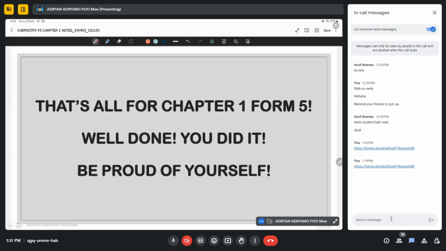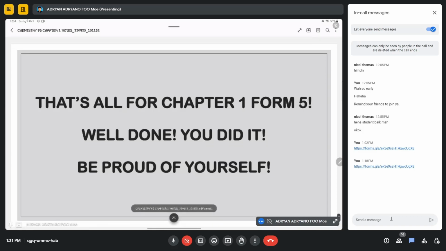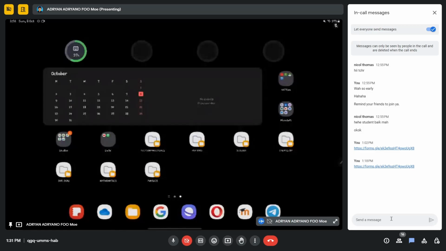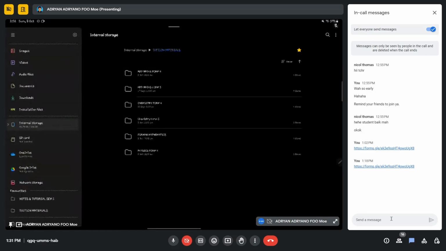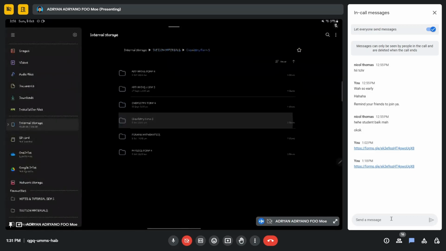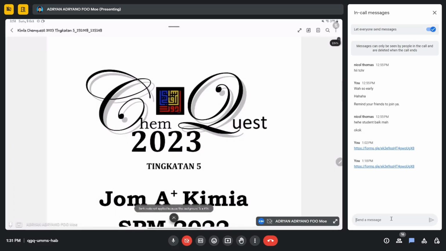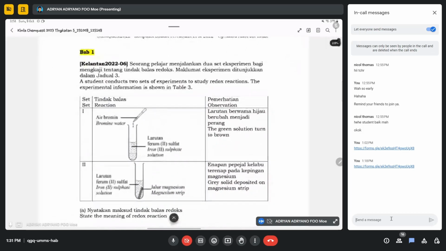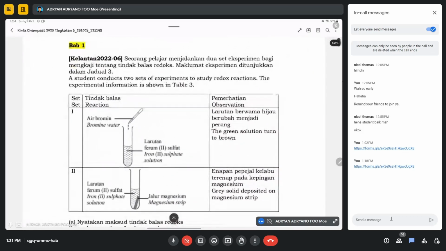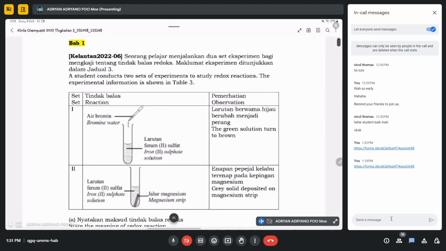Okay, so let us try to do SPM questions. I sent already the notes, not notes, the question in the Telegram group. You can refer there also. The chem quest. Because 我要给你们熟悉那个 how to answer the technique. Okay, chem quest. Alright, we see question. Bab 1 A student conducts 2 experiments to study redox. The experimental information is shown as table 3.